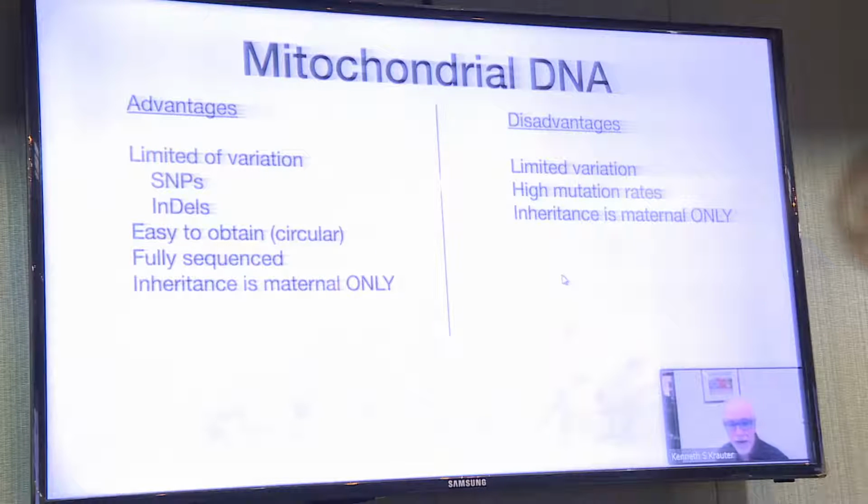Mitochondrial DNA has some advantages, which is to say that mitochondria have small genomes, typically on the order of a few tens of thousands of nucleotides instead of the billions of nucleotides present in human DNA, so a limited amount of variation, which can be an advantage because it makes it simpler to find the differences. It has SNPs and it has insertions and deletions that can be used. It's very easy to purify and obtain because mitochondrial DNA is usually circular. Circular DNA is protected from degradation by the environment.